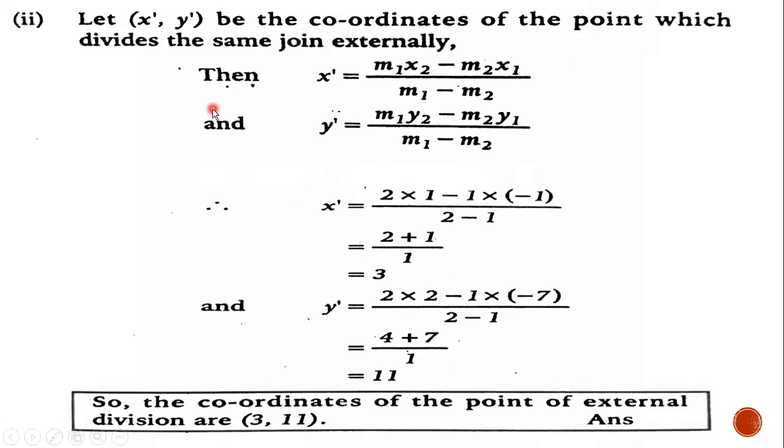For the second part we have used the external division formula according to the question. Here we are solving for the case of external division, so we will use the external division formula. We use the same ratio 2:1. We use the same X1 Y1 X2 Y2 values and got the point of division as (3, 11). So this was the recap of the last lecture, which is very important.